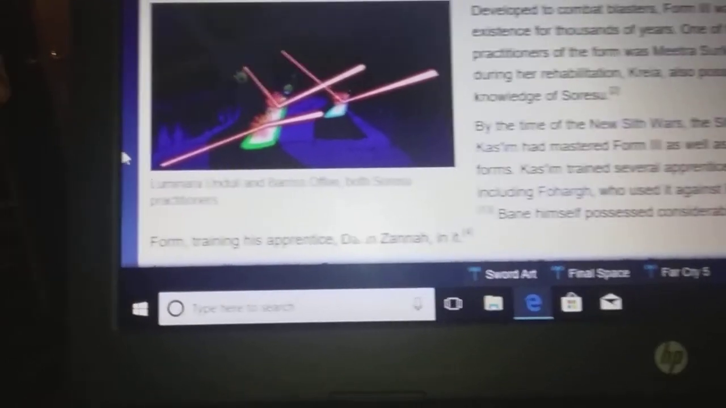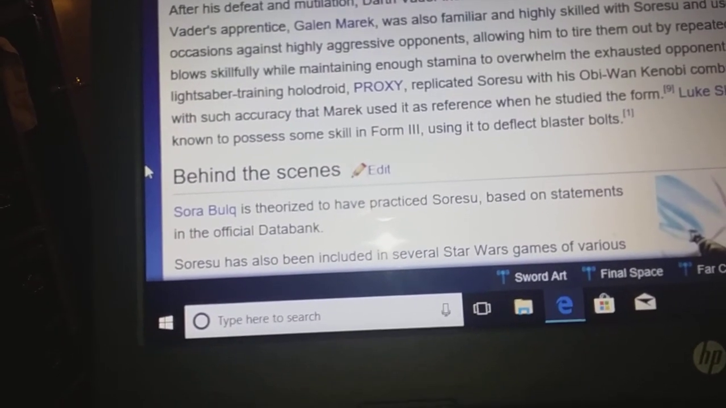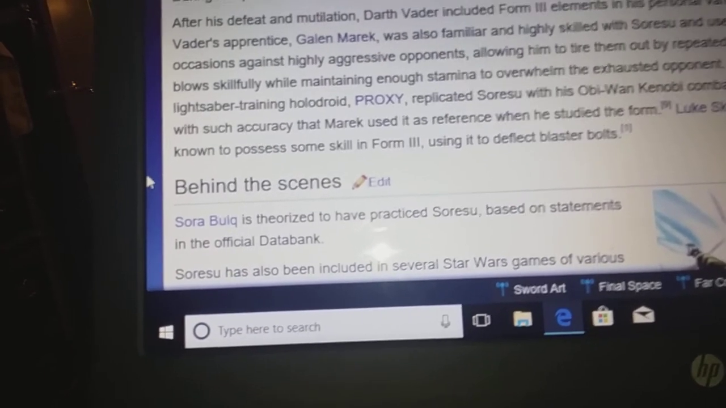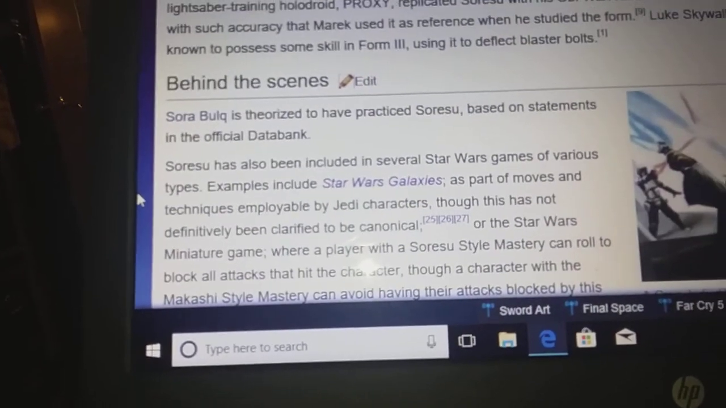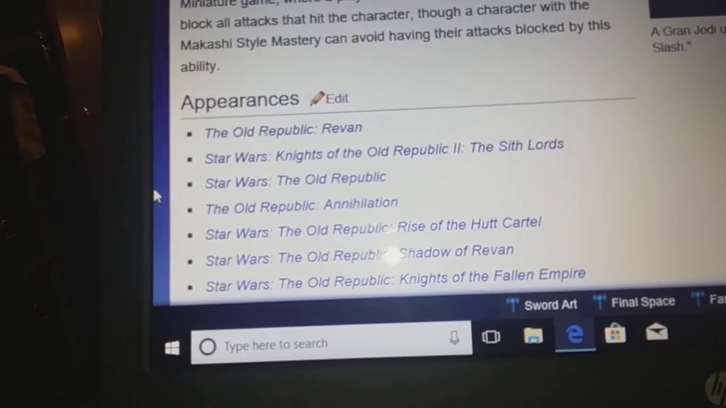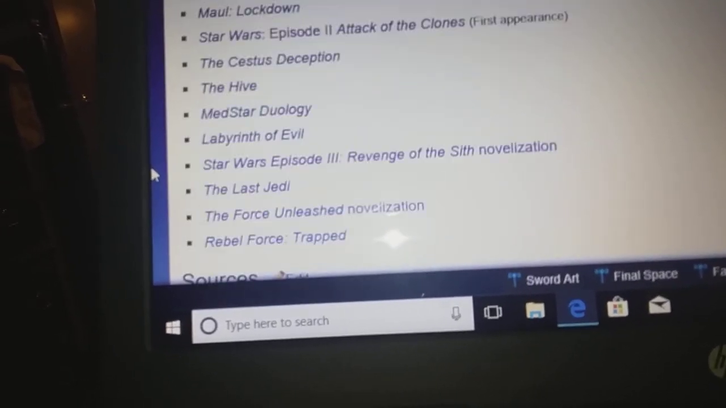Oh, also, it's used in the old Clone Wars series. Oh, and, after Darth Vader got all his limbs burned, he obviously couldn't do his Form 4ing, so, yeah. Anyways, let's move on to a form that I understand.